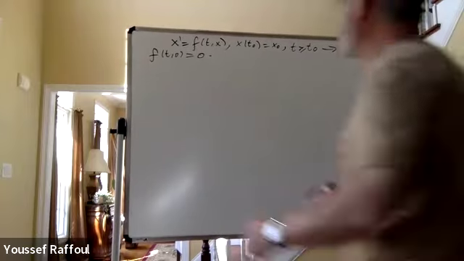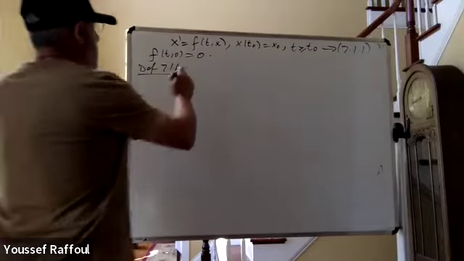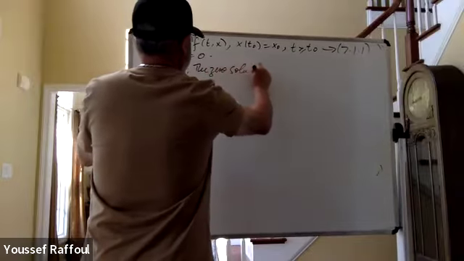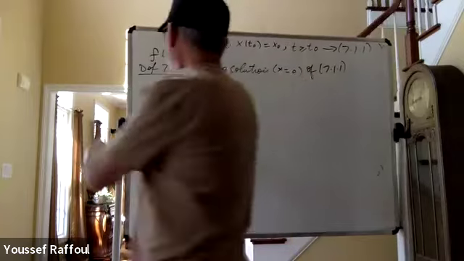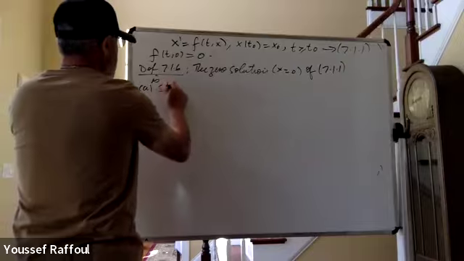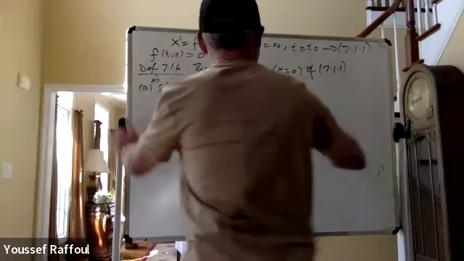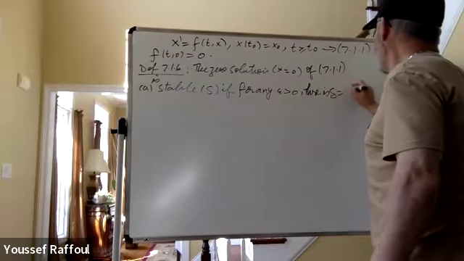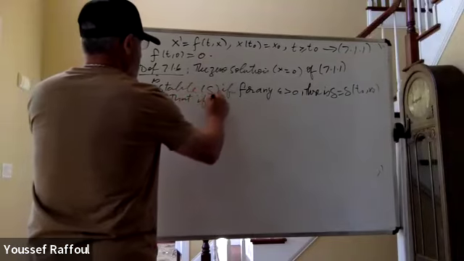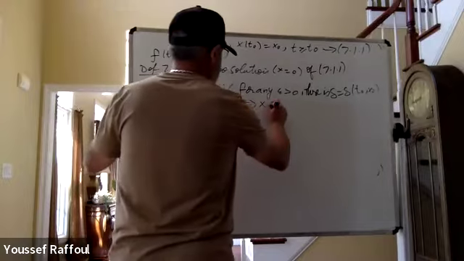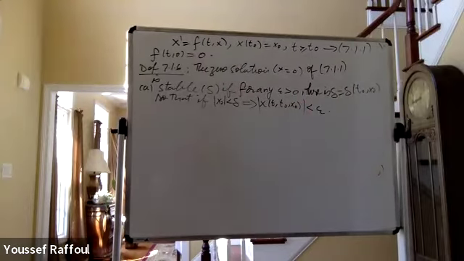And this is Definition 7.1.6. The zero solution, or x equals 0, of 7.1.1 is (a) stable if for any epsilon positive, there is a delta that depends on t naught and epsilon, so that if the norm of x naught is less than delta, it implies the norm of x(t, t naught, x naught) is less than epsilon. Okay?